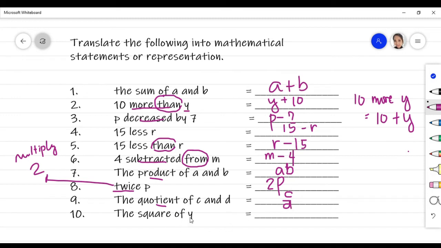The square of Y, so square means that's an exponent, and it's an exponent 2. So the square of Y, Y squared. So notice the difference between twice P and the square of Y. So twice here, 2 is not an exponent here, but a coefficient, while the square, 2 here is an exponent.